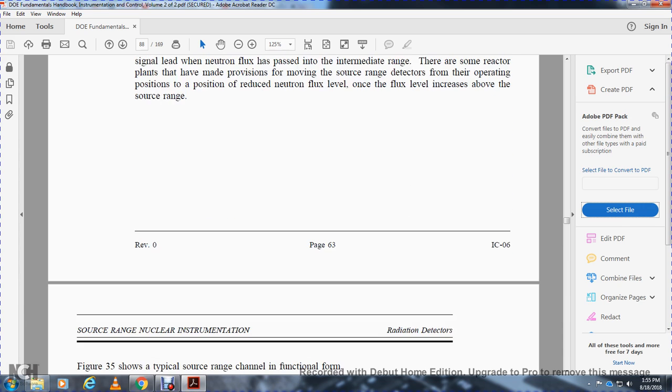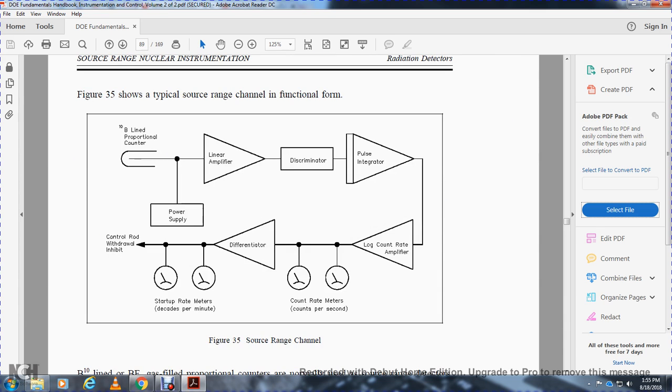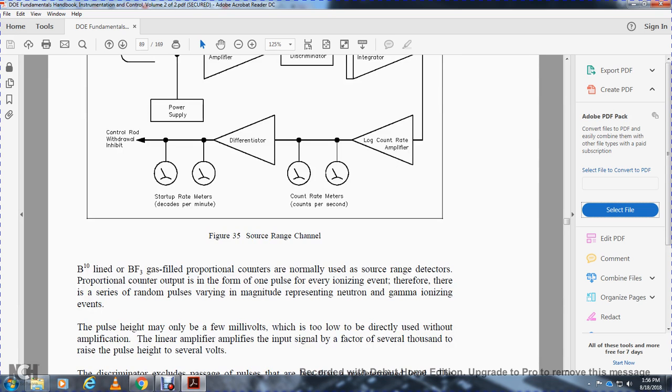Figure 35 shows a typical source range channel with a functional diagram: the BF3 proportional counter, power supply, linear amplifier, discriminator, pulse integrator, log count rate amplifier, counts per second meter, and differentiator, startup rate in decades per minute, and control rod withdrawal inhibit.